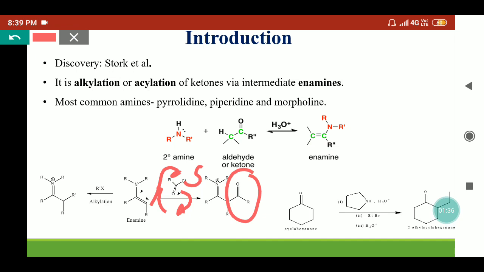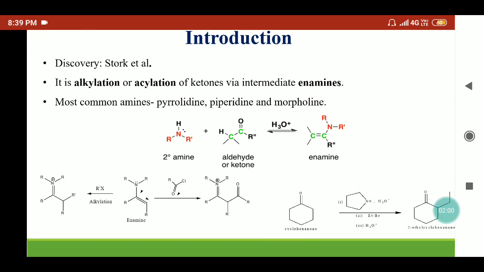Here we have taken one example where cyclohexanone is treated with pyrrolidine, so they will form the enamine, and on further alkylation, here the alkylation has occurred, this R group is ethyl, so here an ethyl group is added. In the last step, hydrolysis has been done, so the enamine is converted back into cyclohexanone. So by these methods we can alkylate the carbonyl compounds. Usually cyclic amines are preferred for the Stork enamine synthesis.